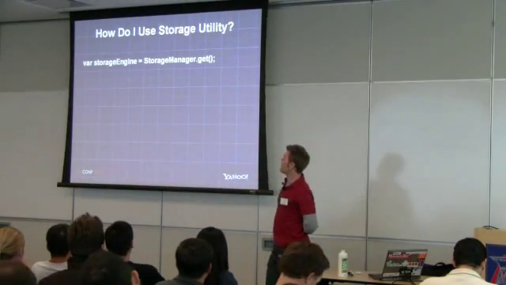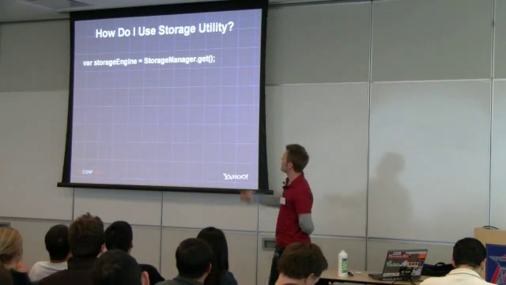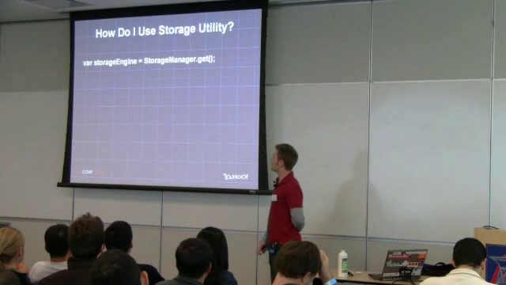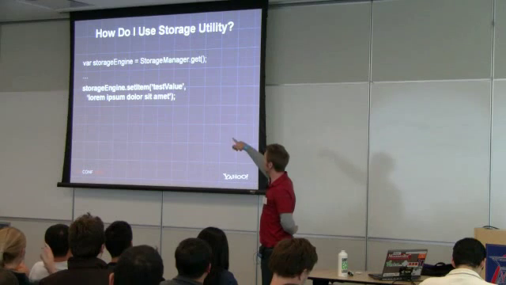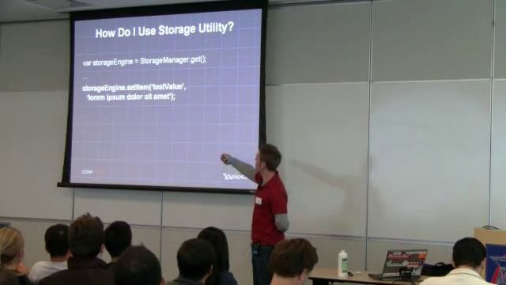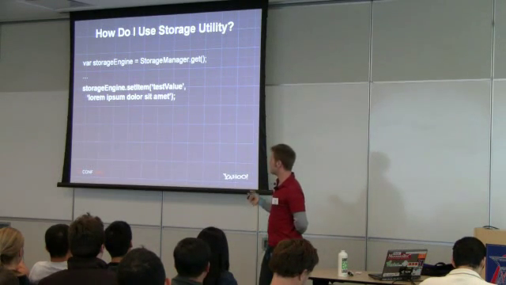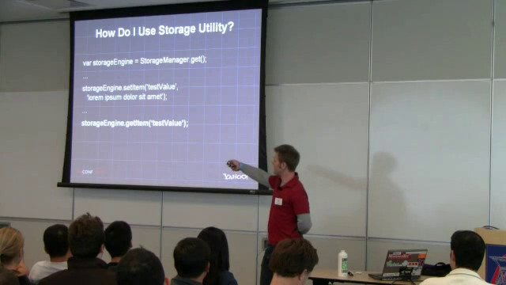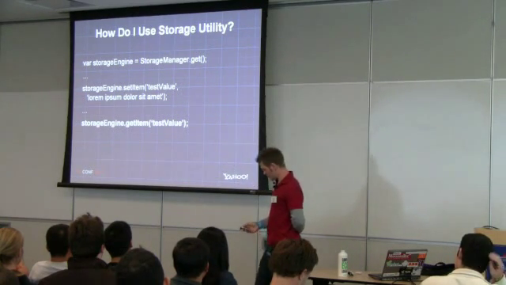So a very simple example. Here's calling StorageManager get. You're getting an instance of a storage engine. Down the road, you can set an item. So this is a key, and this is the value here that you want to set. That's going to be stored into the storage engine. And then later on down the road, you want to retrieve that item. So again, you just pass in the key.